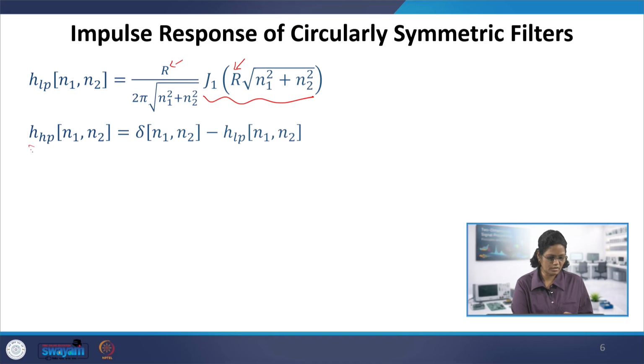And how do we get the high pass filter impulse response? The impulse input delta of n1, n2 is having the minus h of LP of n1, n2.